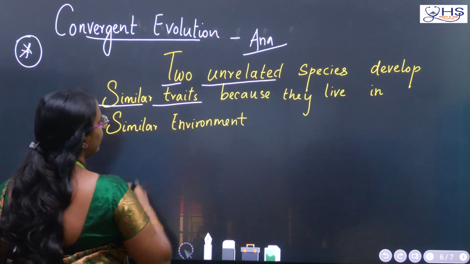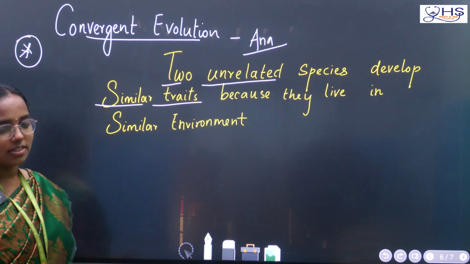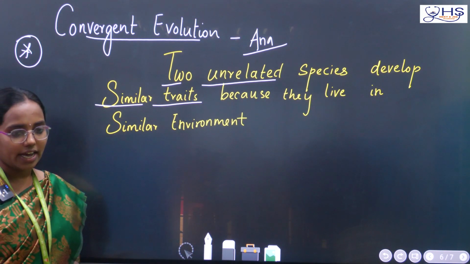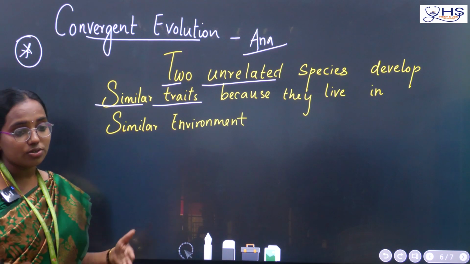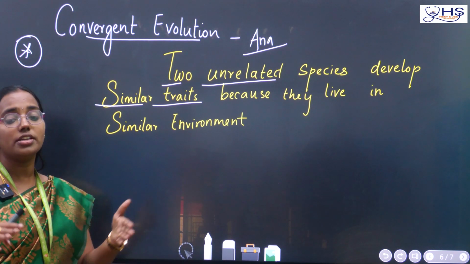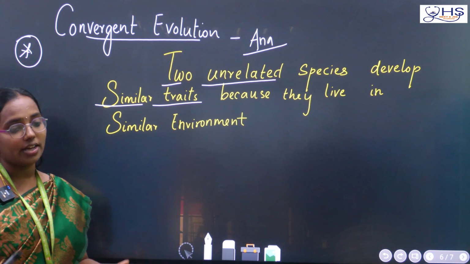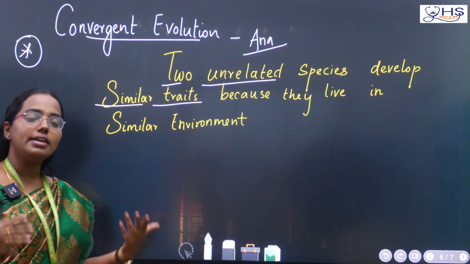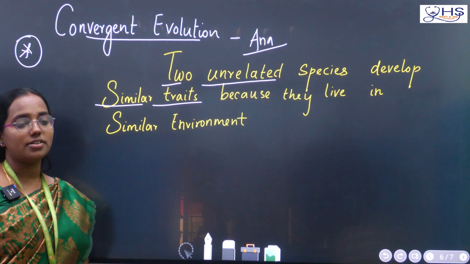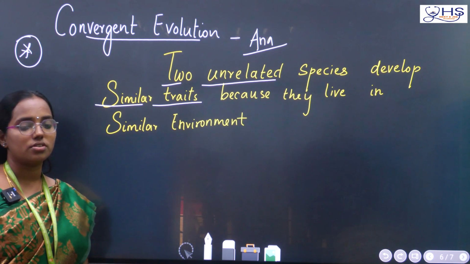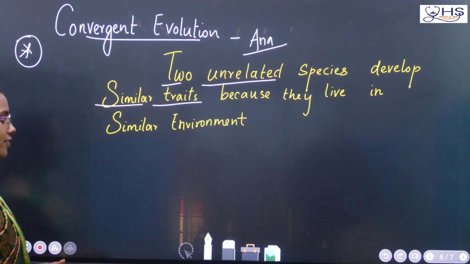What is the meaning of the word trait? Characters. They are going to develop some similar characters. Why are they going to develop similar characters? Because they are living in a similar environment. When they are living in a similar environment, they develop similar characters. This is called convergent evolution.